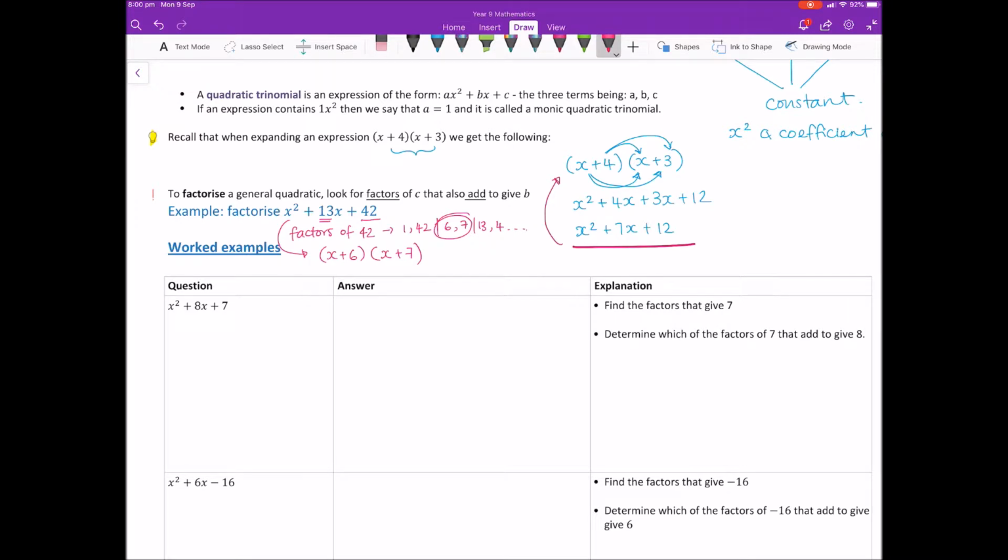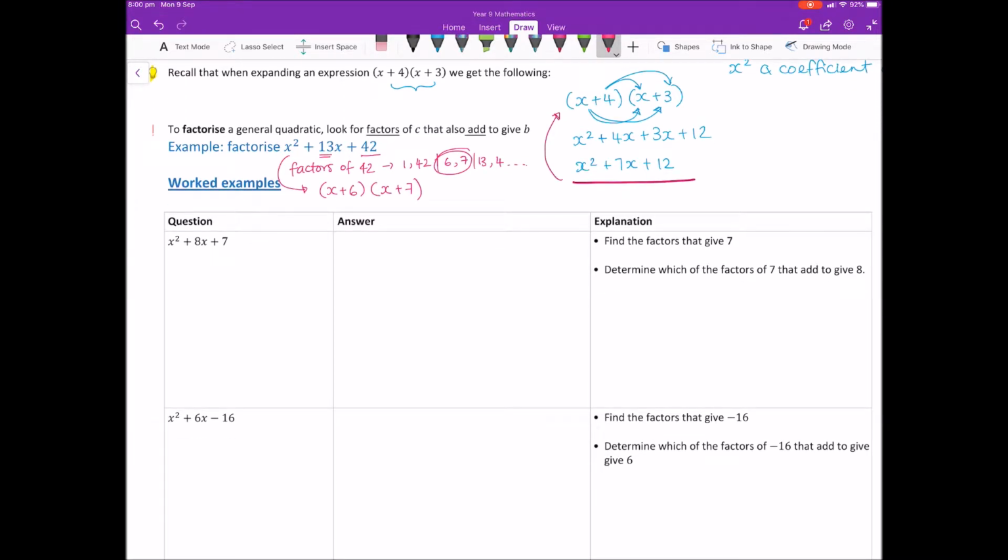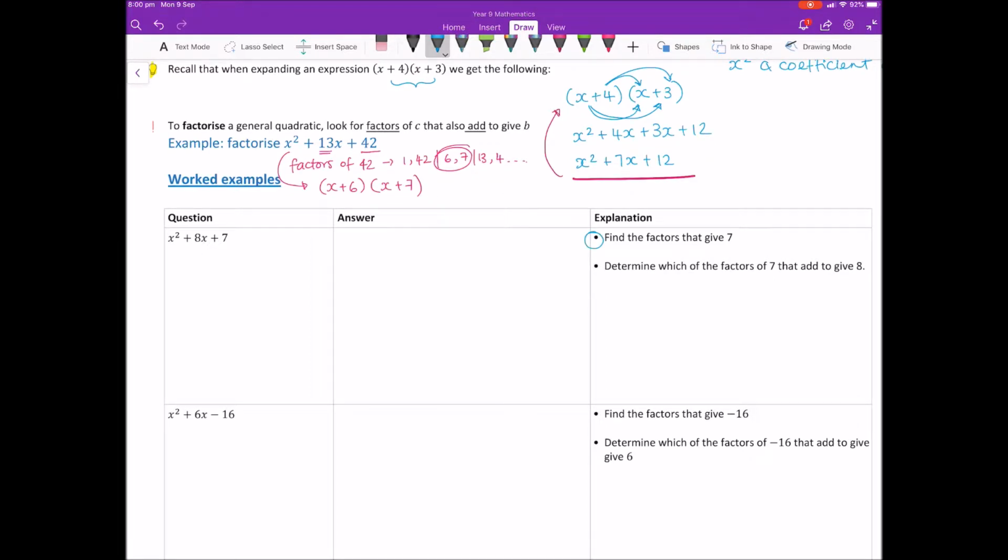So let's have a go at doing some of the worked examples. I've included the explanation on the right hand side, so feel free to follow along. We're given the expression x squared plus 8x plus 7. The first hint we're given is to find the factors that give us 7. So if we identify our factors of 7, we have 1 and 7, but note that we also have -1 and -7, because when these are multiplied together, we get +7 for both.